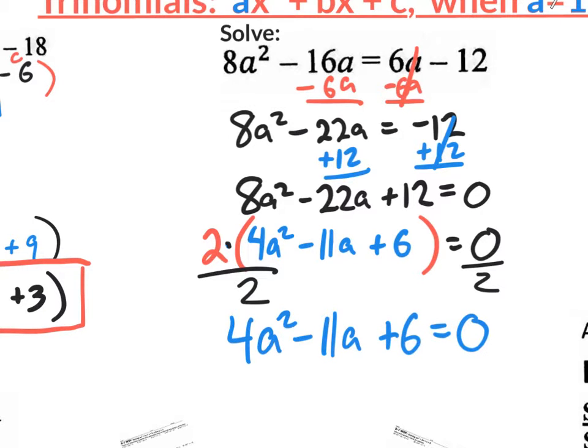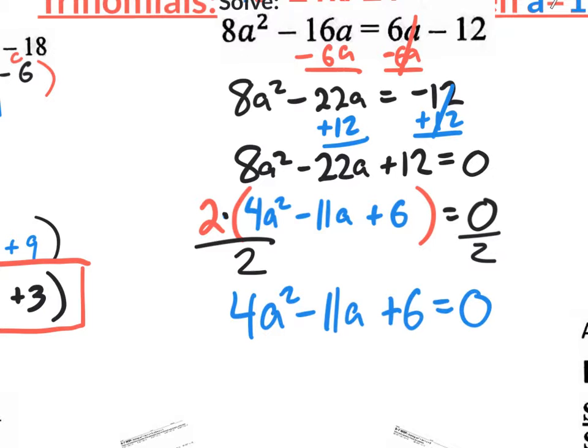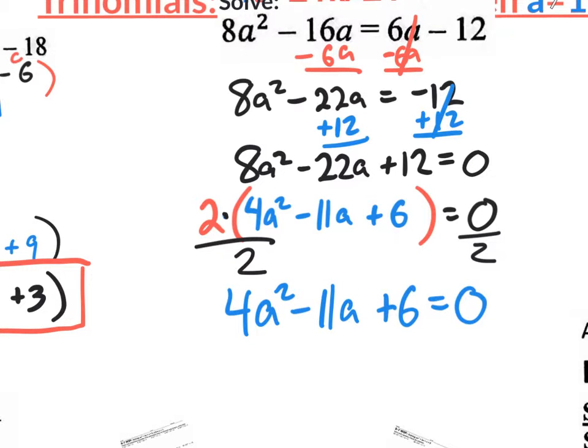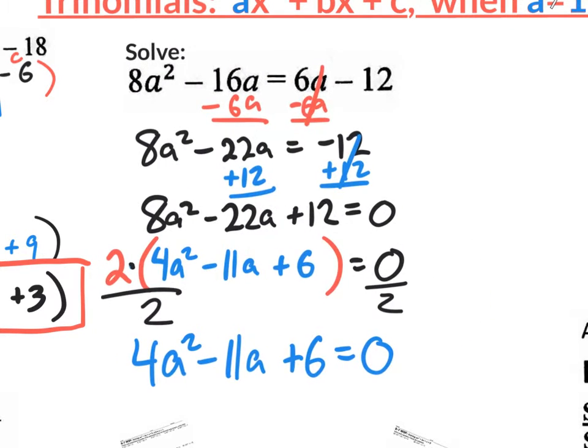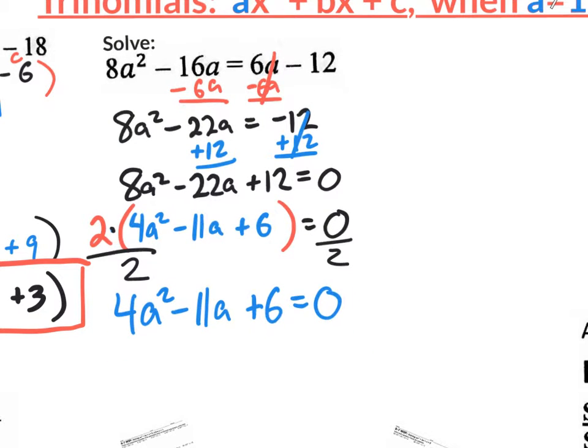Now I need to factor this quadratic trinomial, split it, and solve. So let's do exactly that. Let's factor, split, and solve. But I am running out of space, so let me, I guess, put it over here. Let me rewrite it. And step 1, what's step 1? When we have an a value of 4 instead of 1?